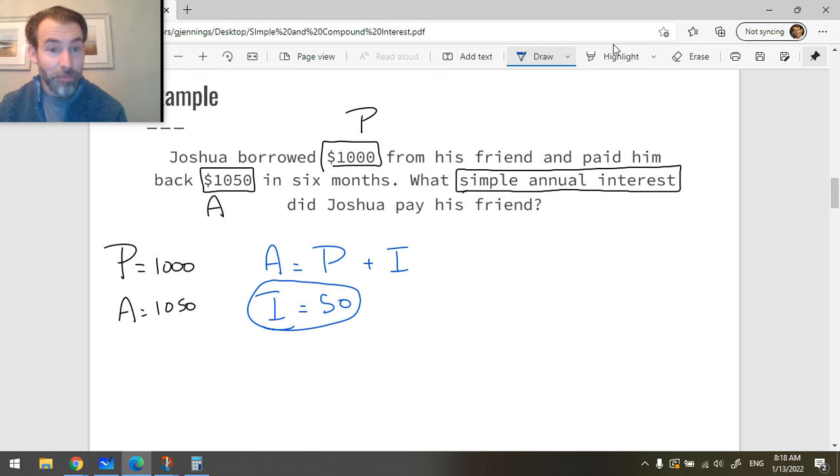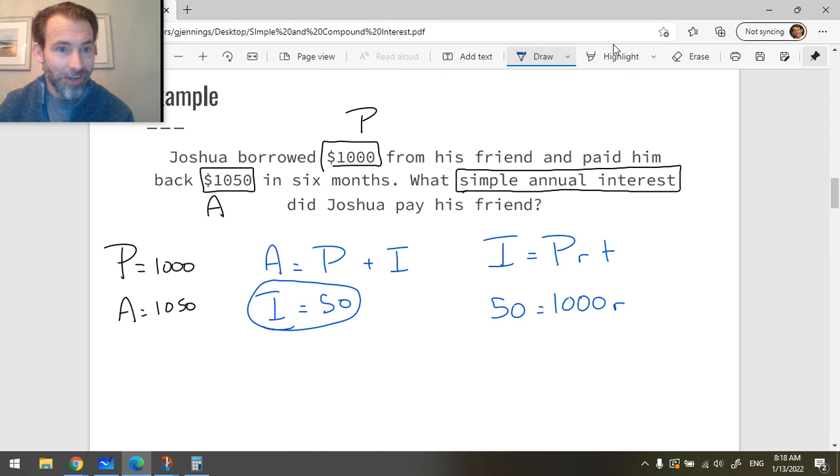And let's use our formula for I. I equals P times R times T. Okay, so we know that I is 50. We know that P is 1,000. We know that R is what we want to solve for. And we know that time is 6 months. 6 months is another way of saying half of a year. So let's write down 1/2 for time. Okay, now we can solve this equation for R.